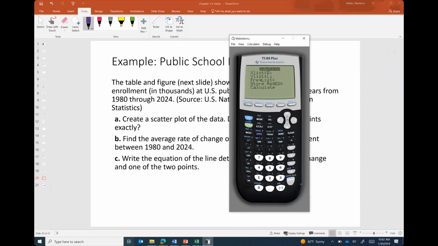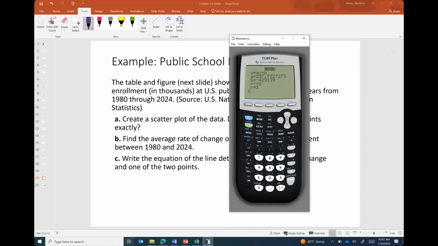All right, X list is L1, Y list is L2, and then I'm going to store the equation for that line in a variable. So I'm going to press VARS, that's the VARS key, and arrow over and click Y vars. I want it to be on function, and I'll just select Y1. Now that's going to store the equation it makes in Y1. So when I press calculate now, it's giving me that equation.